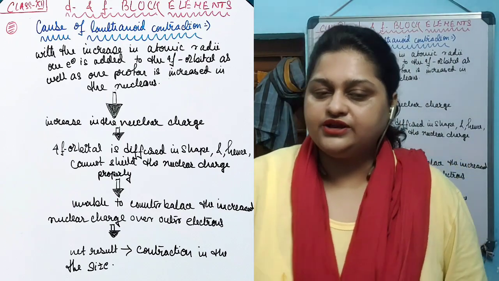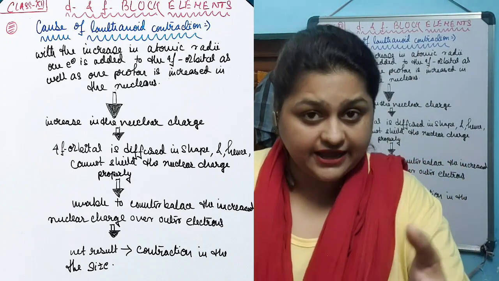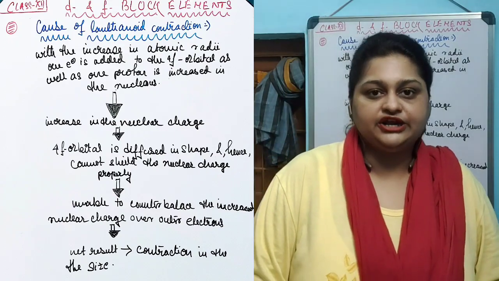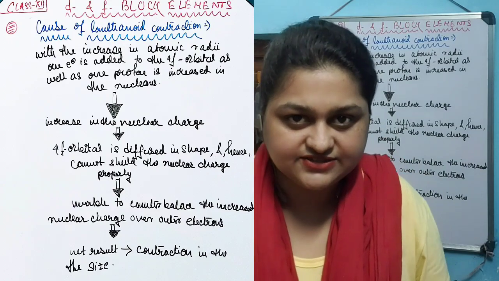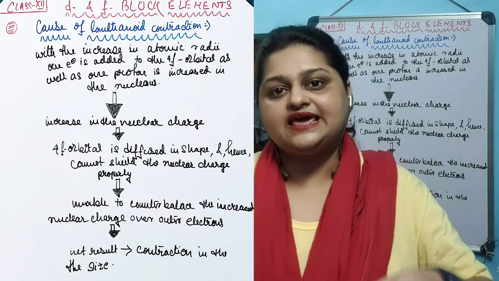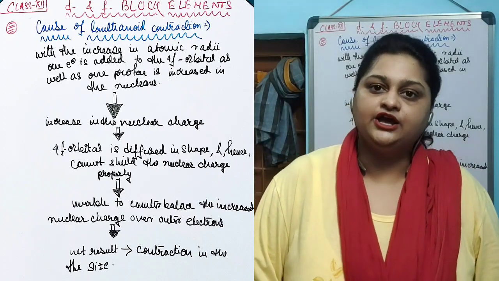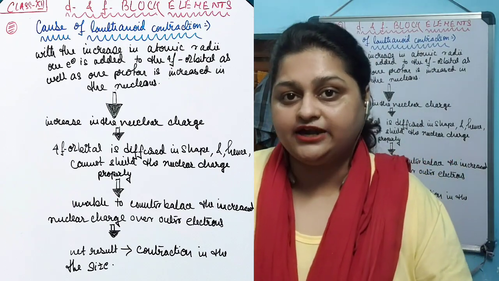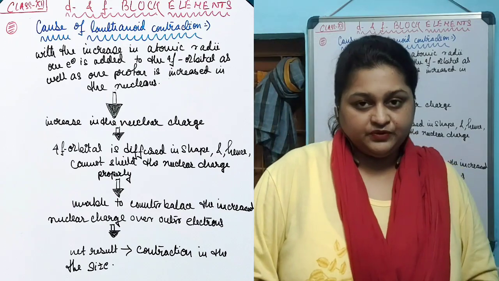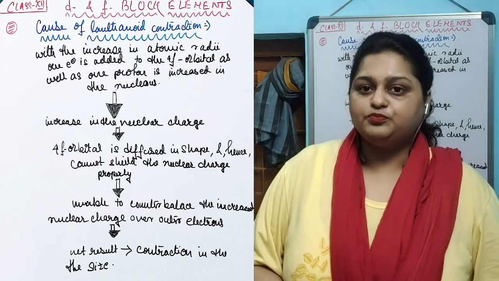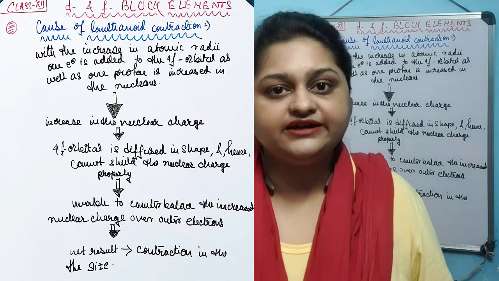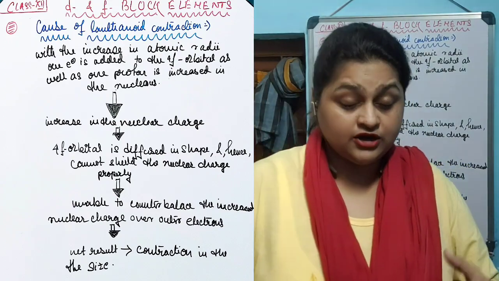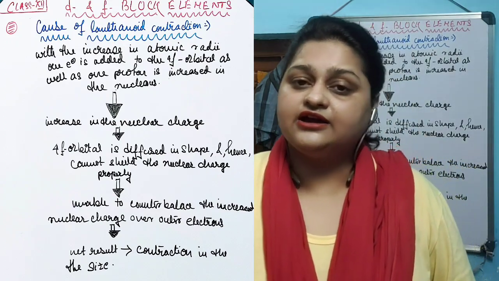When electrons are incorporated in d orbitals, as in the d block elements, there should also be a trend of contraction in sizes, but that cannot be observed because the extent of shielding by d electrons is not as much as that of the 4f electrons. The shielding by 4f electrons is extremely poor, so the increased nuclear charge cannot be counterbalanced to a considerable amount.